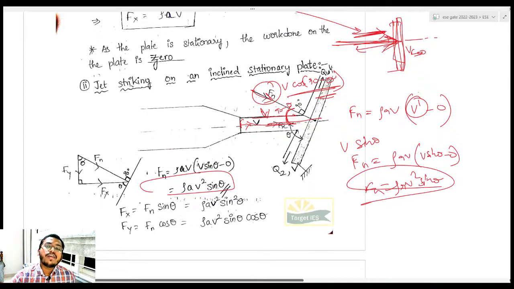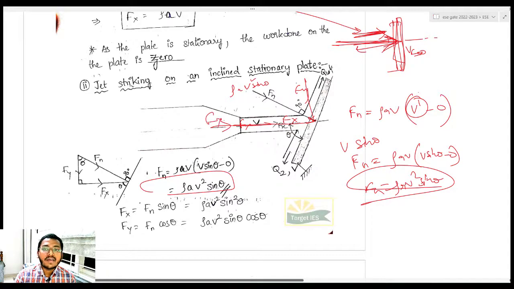So what will be your Fx and Fy? What will be your Fx and Fy? It is a matter of common sense, I want Fx and I want Fy. Okay, so I know this is V sin theta. And what is the force which is acting? That is rho A V square sin theta. I just want force component in horizontal and I want force component in vertical direction. So this is 90 minus theta.